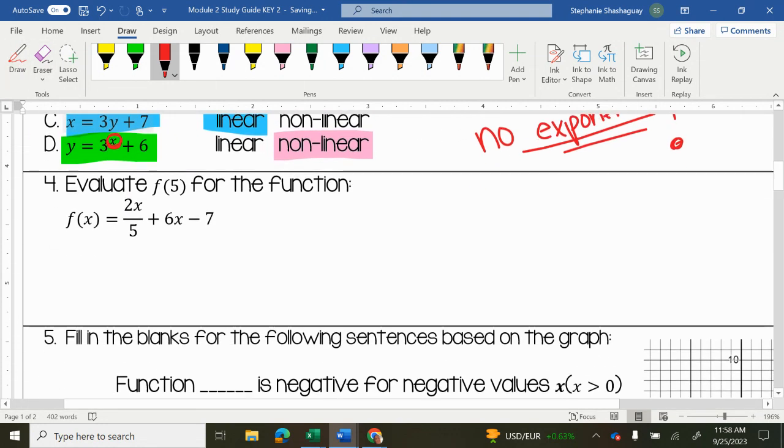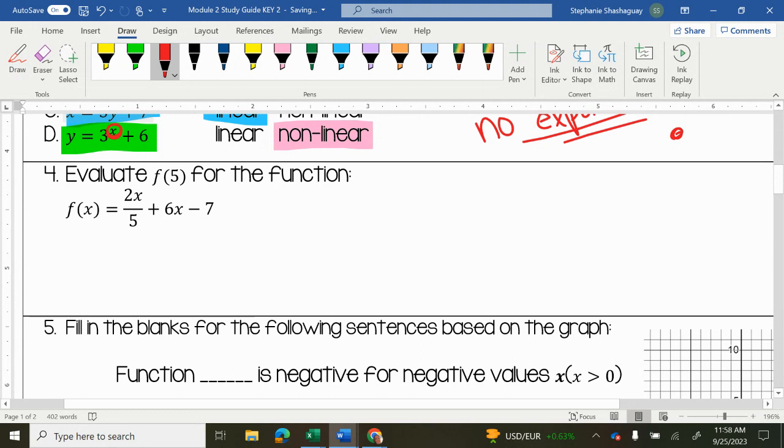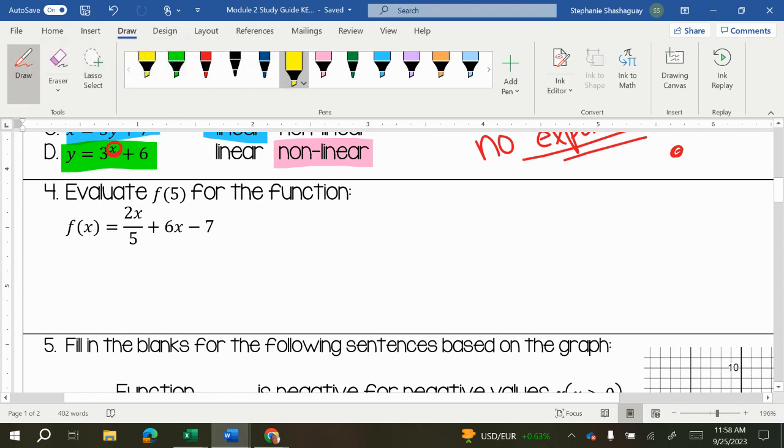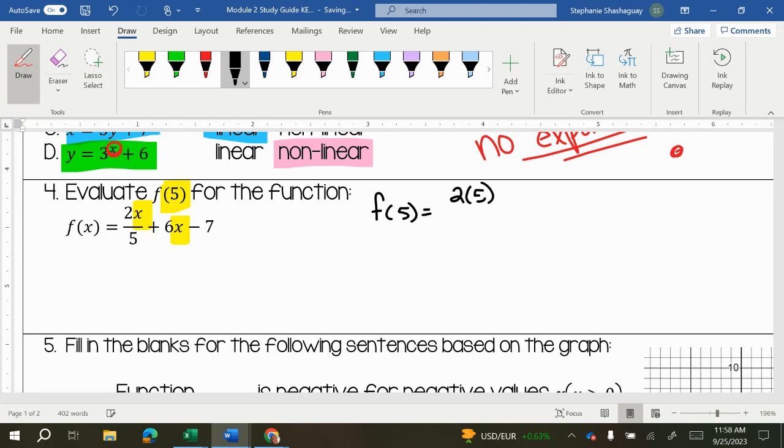We have another evaluating functions. So what we're going to do is write it out first, and then we're going to try to plug it into the calculator. So we need to find f of 5. So anywhere there's an x, we're going to plug in a 5. So f of 5 is equal to 2 times 5 divided by 5 plus 6 times 5 minus 7. Okay, so what does that equal?